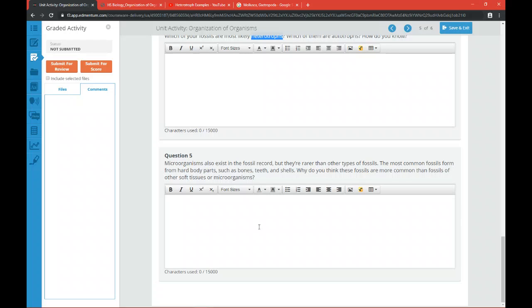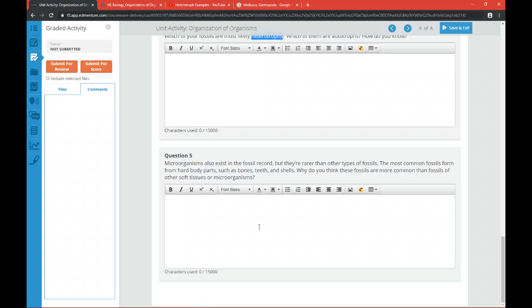It's easier to see those than, say, a soft tissue fossil like skin, or actually like the eyeball, to even see that. You don't see those in fossil records hardly ever. Why do you think that hard body parts are easier to find for fossil records than soft tissue such as skin or organs inside the body? Is one more difficult to destroy? Does one basically decay slower than the other?